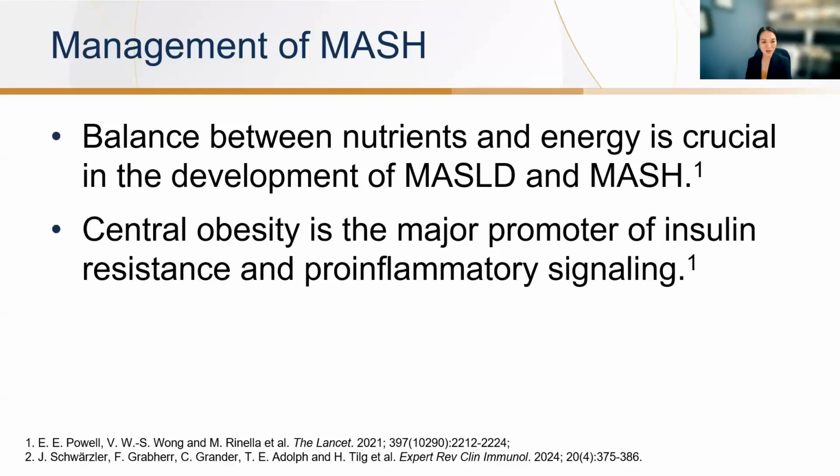So central obesity is the major promoter of insulin resistance and pro-inflammatory signaling. In the past, we might think, okay, someone is obese, you can get fat deposition in the thigh, in the arm, in the abdomen. And some recent findings say that it actually matters. Central obesity promotes insulin resistance more than fat deposited in other parts of the body.